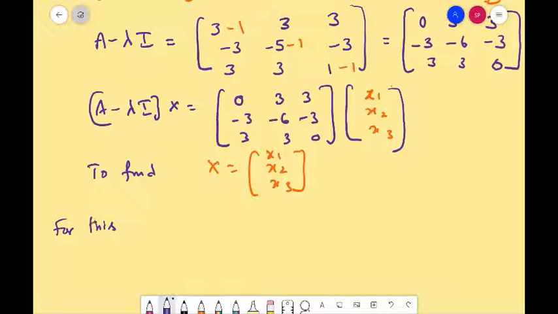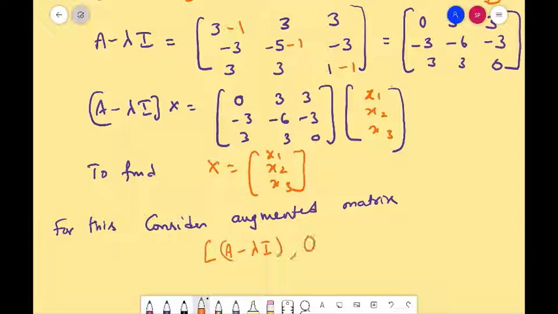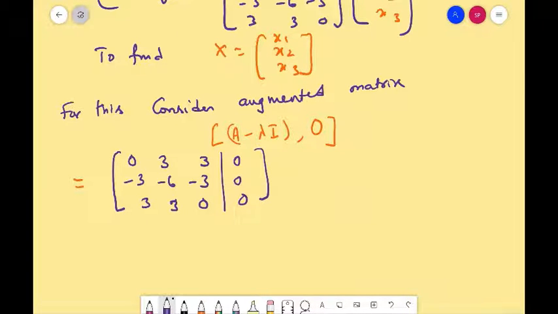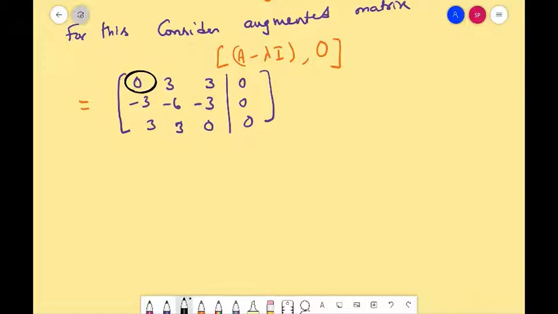For this, consider the augmented matrix, because you need to solve the system of equations. The augmented matrix, what is that? It is (A − λI) with 0, that is [0, 3, 3; −3, −6, −3; 3, 3, 0 | 0, 0, 0]. Now you have to reduce this to echelon form. Here the first row, first element is 0. We don't want this. So let us first do the transformation: interchange the rows. We will change R1 to R3.